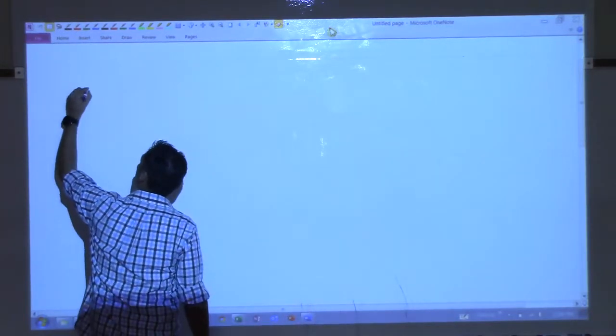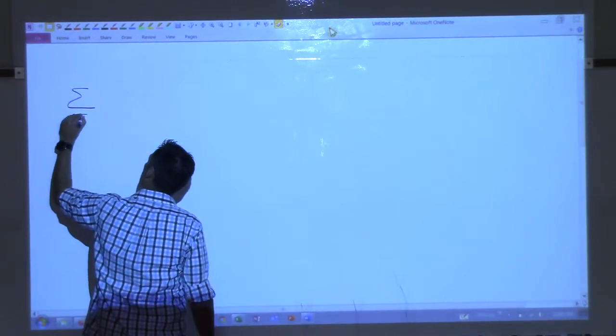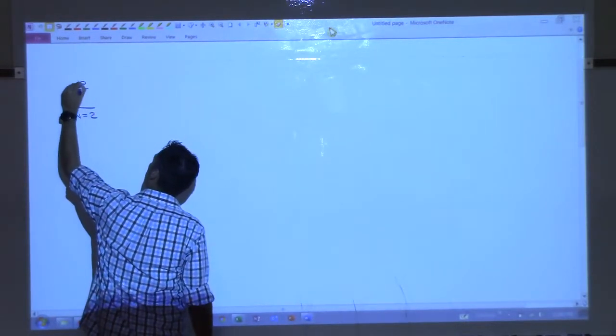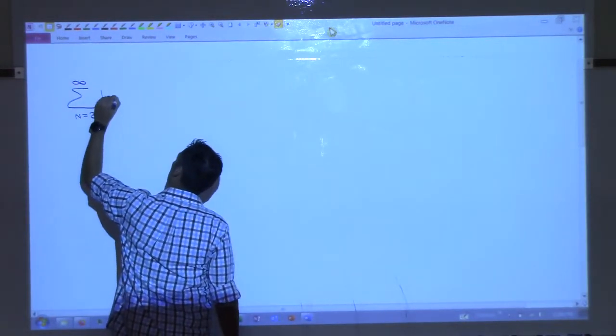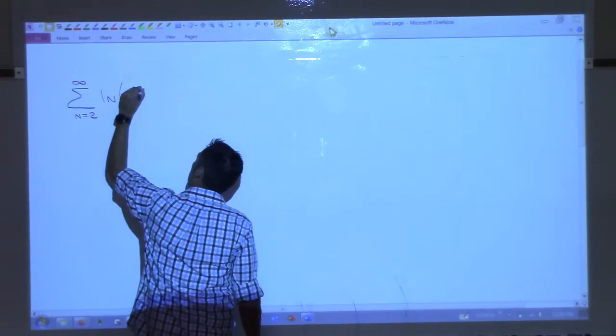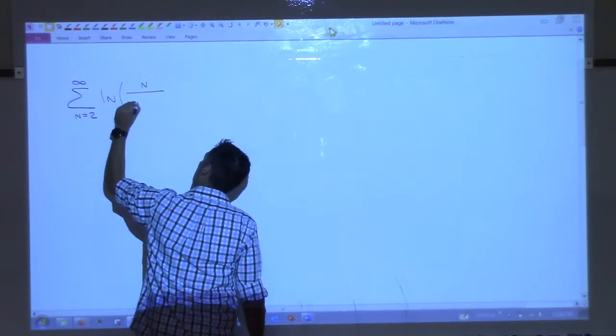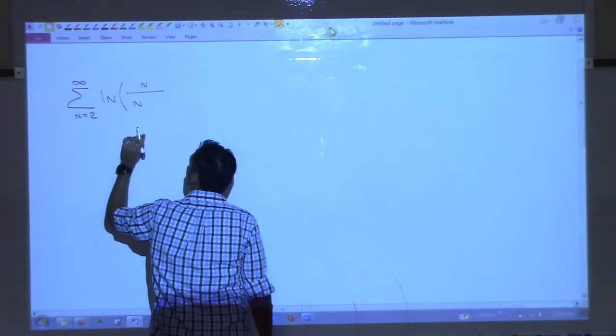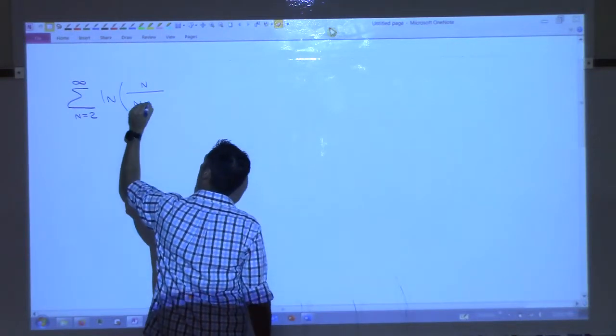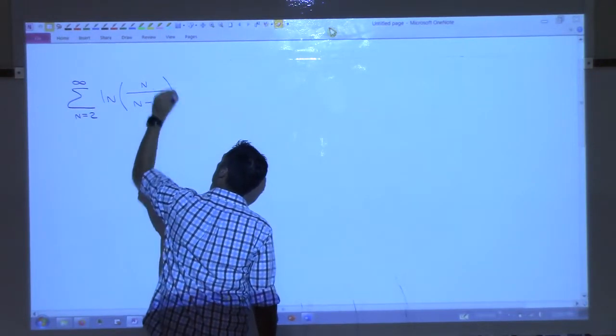Sum n equals 2 to infinity, natural log of n over n minus 1.